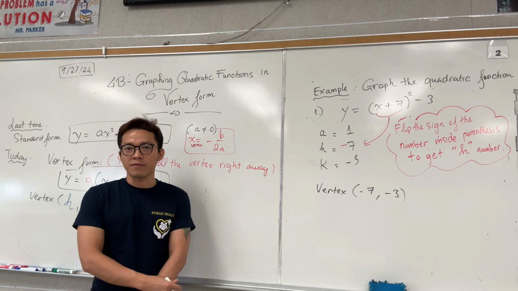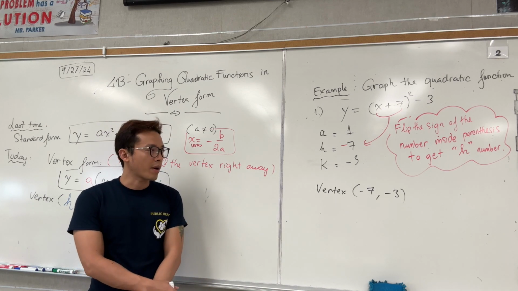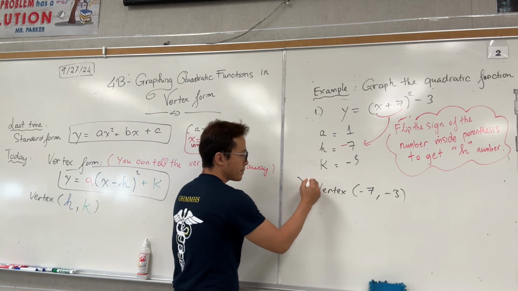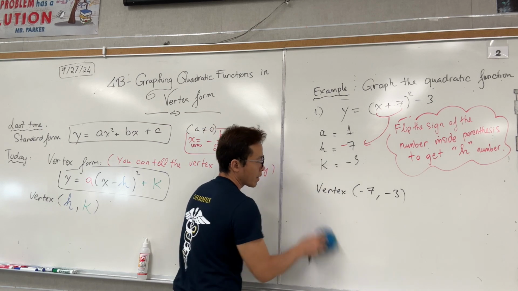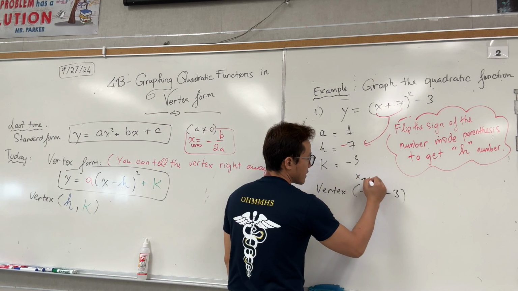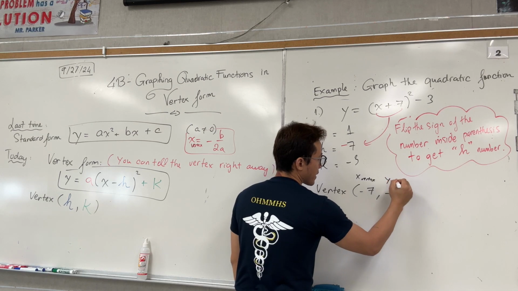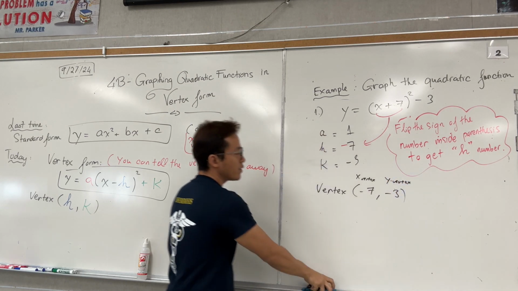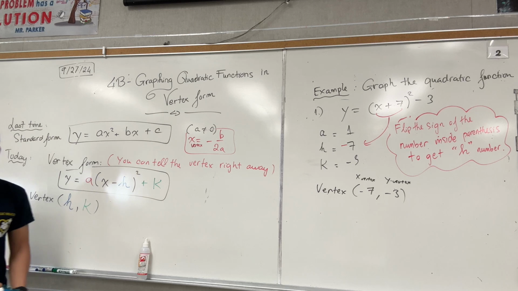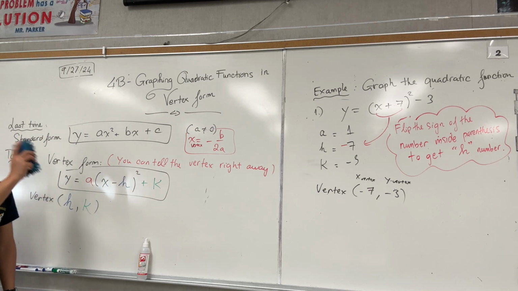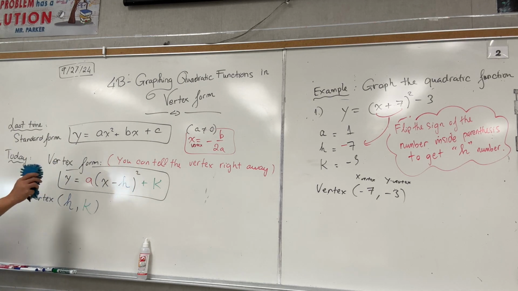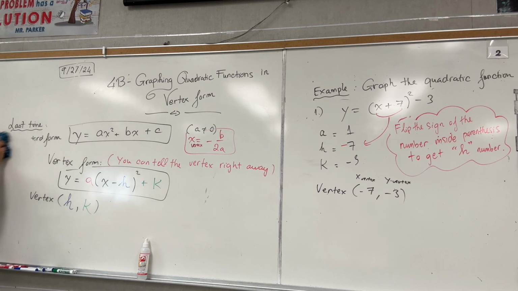We save one step compared to the standard form, right? In standard form you need to use the formula, but here you can tell it right away. Now this is the X vertex, and this is the Y vertex. Remember that, okay? When you know the vertex, you can just graph right away. Can I erase this? You done? Okay.